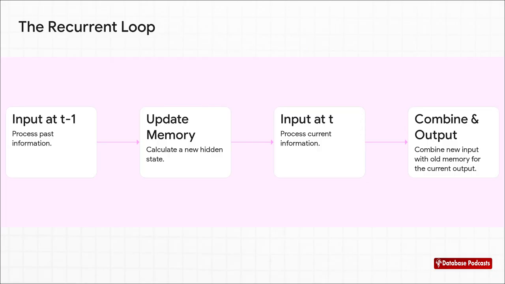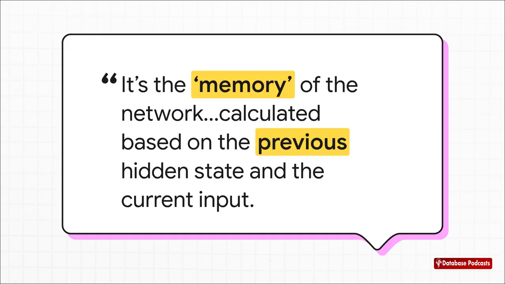And this recurrent loop is where all the magic happens. It's this constant cycle: process an input, update the memory, and then pass that memory to the very next step. That's exactly how context gets carried forward. So you get it, right? The network's decision at any given moment isn't just about what it's seeing right now. It's a mix of the current input and everything it's seen before, all squished down into that one hidden state.